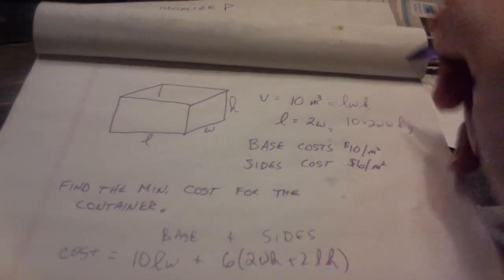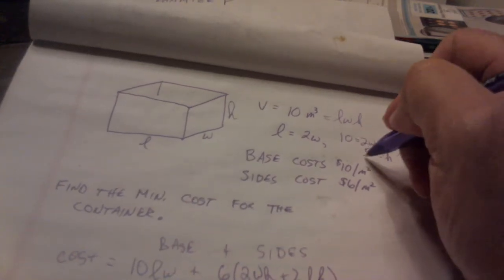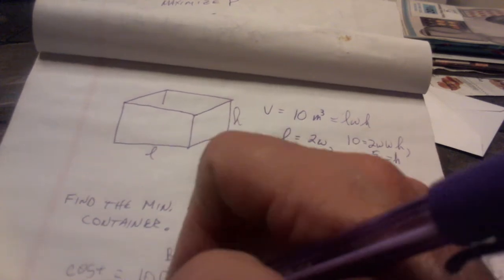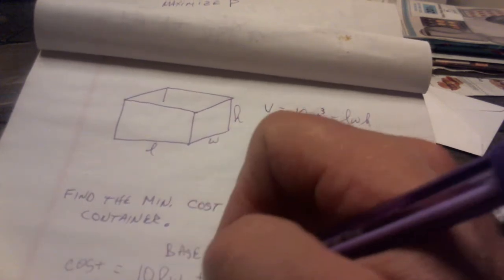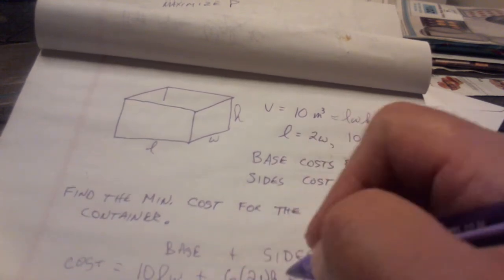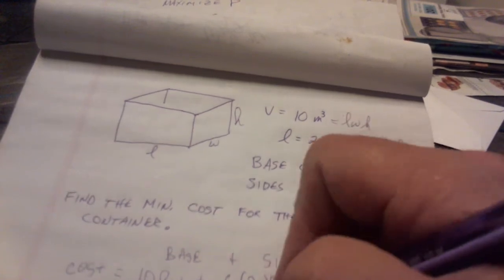Good. So I've got H equals 5 over W squared. So that means I can rewrite this formula down here. 10, L is 2W, so that's a 2W, and another W that was already there. This is a 6 times 2, that's a 12. The W is still W, and the H is 5 over W squared.